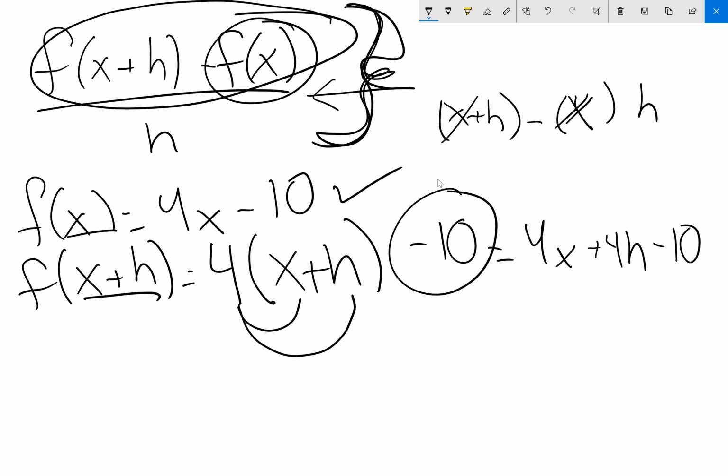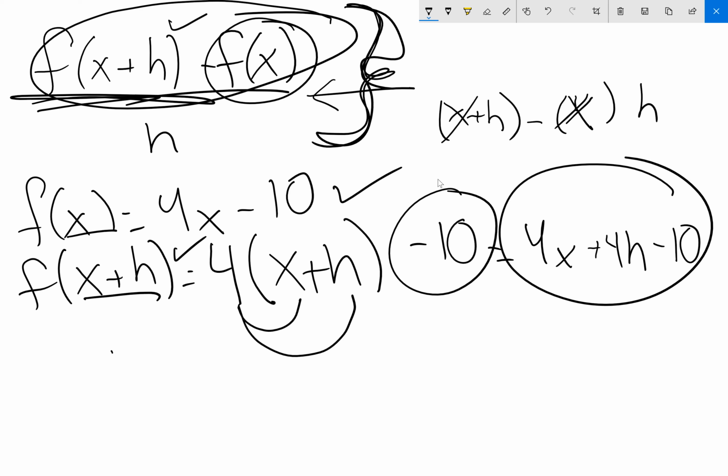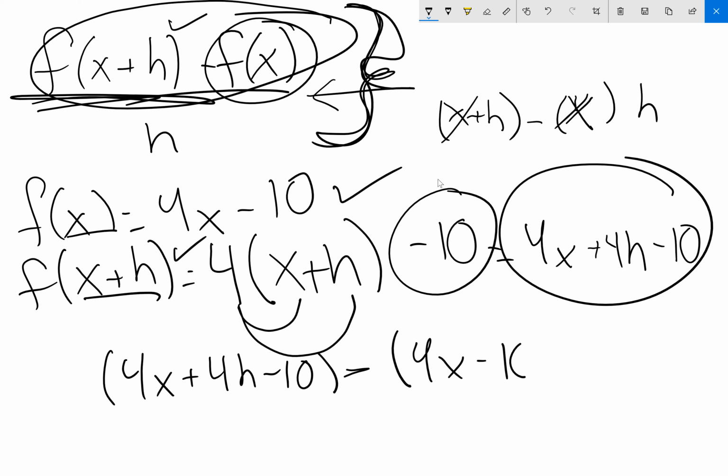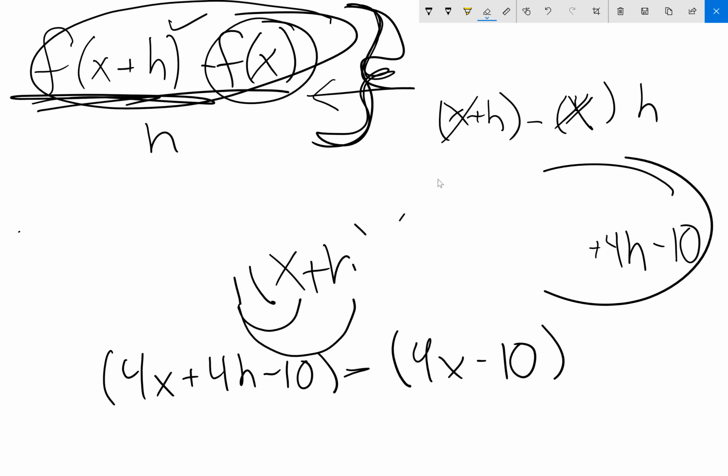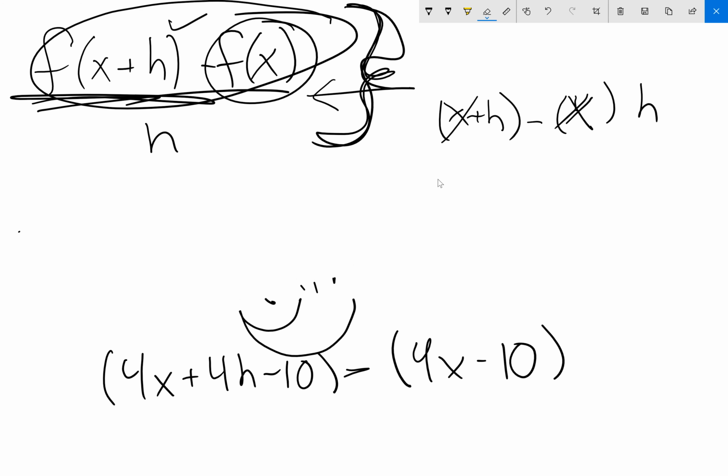Okay. So now we got that, so we are pretty much ready to go. We have f of x plus h is equal to 4x plus 4h minus 10, minus 4x minus 10. Now it's important to put that in parentheses, and I'll show you why. Let's erase all of this to get some space.